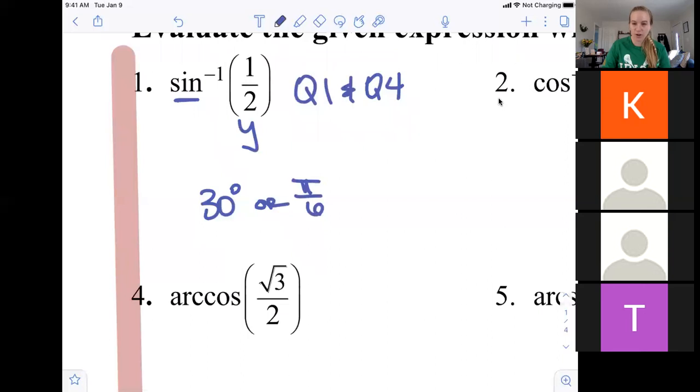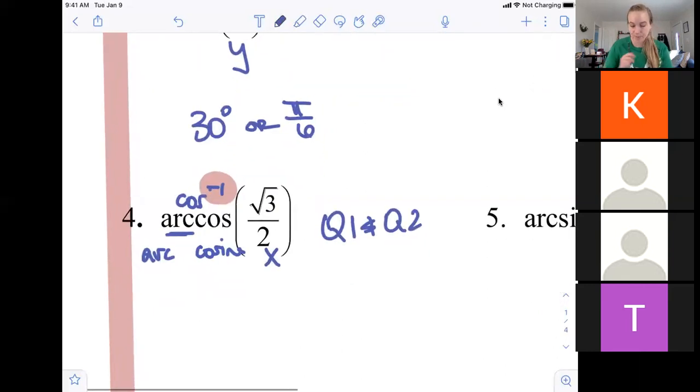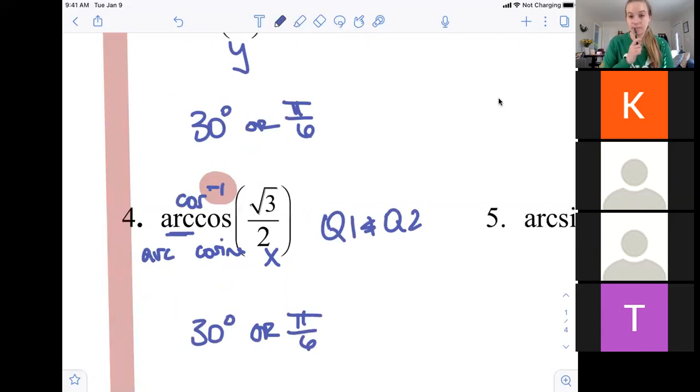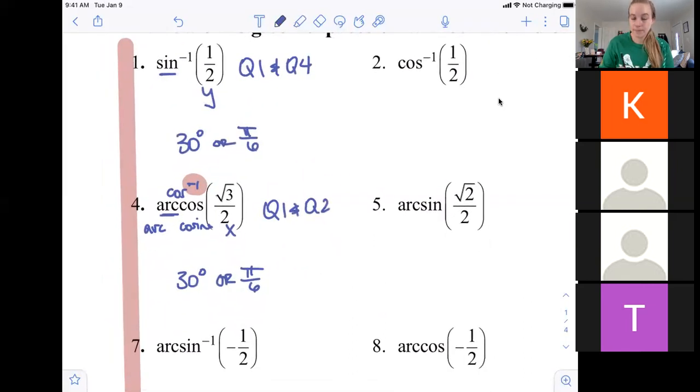Similar for the next one. Now what's different here is this says arc cosine. I say that as arc and then cosine. It's the same thing as cosine to the negative first. So I also wanted to show you this paper because I want you to be comfortable seeing one or the other. If you see arc anything, it just means that trig function raised to the negative first. So now I'm looking for my arc cosine, or my inverse cosine, of root 3 over 2. Cosine goes with my x value, and I'm only looking in quadrants 1 and 2. So I'm looking in quadrants 1 and 2 where I have a positive root 3 over 2 as my x. And the only place that I have that is 30 degrees or pi over 6. That's it. Questions, concerns? Okay, I'm going to keep rolling.